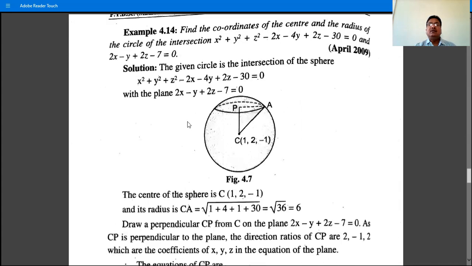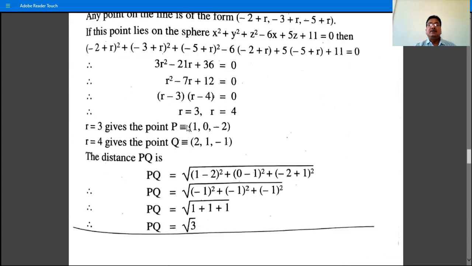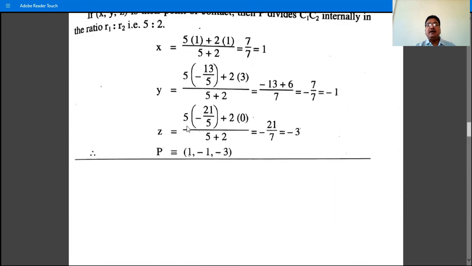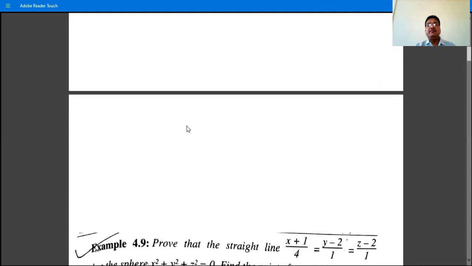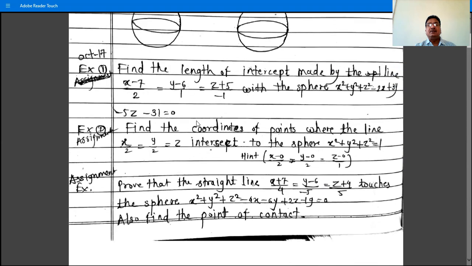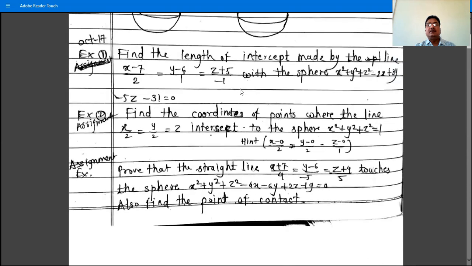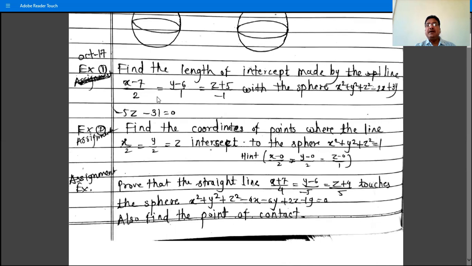So these are important problems, that the intersection of line and sphere, that is the line intersects the sphere. These are some problems for homework. Find the length of the intercept made by the line with this, and find the coordinates of the point where the line intersects the sphere. So this is the problem for homework: find the coordinates of the point where the line intersects the sphere. So this line intersects the sphere in 2 points.